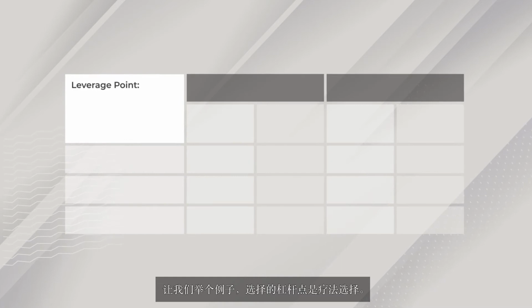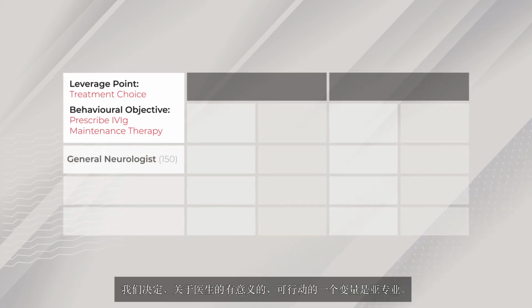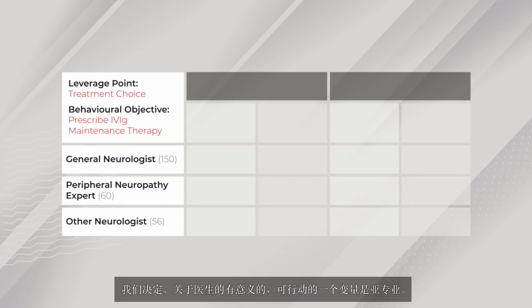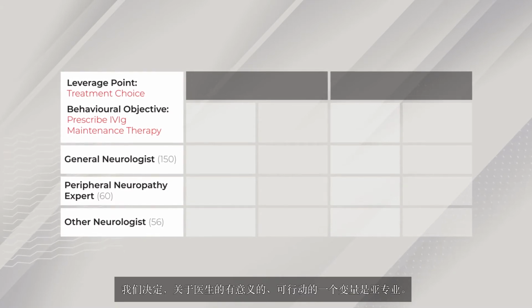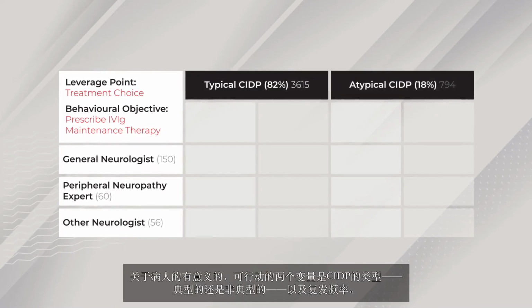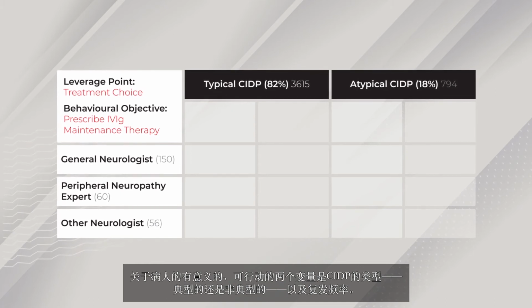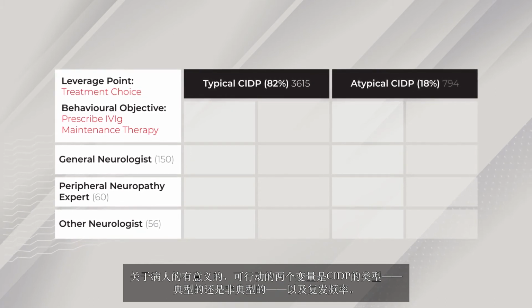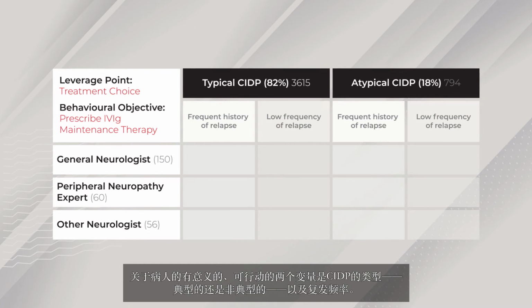Let's take an example in which the chosen leverage point is treatment choice. Our behavioural objective is to prescribe IVIG maintenance therapy. We decide a meaningful and actionable physician variable is subspecialty, and two meaningful and actionable patient variables are the type of CIDP, typical or atypical, and the frequency of relapse.